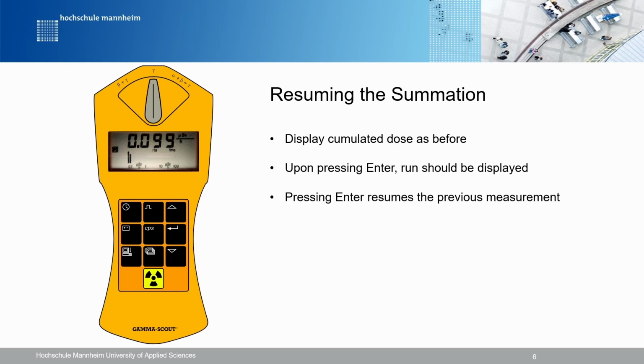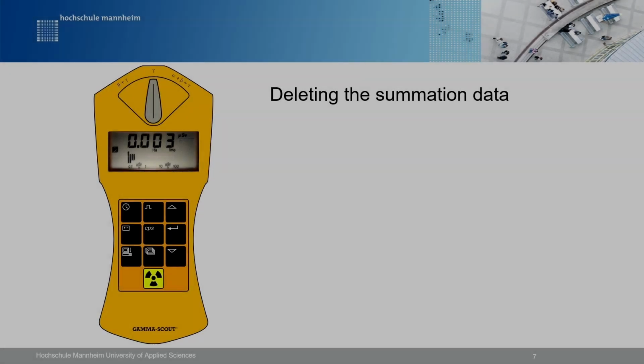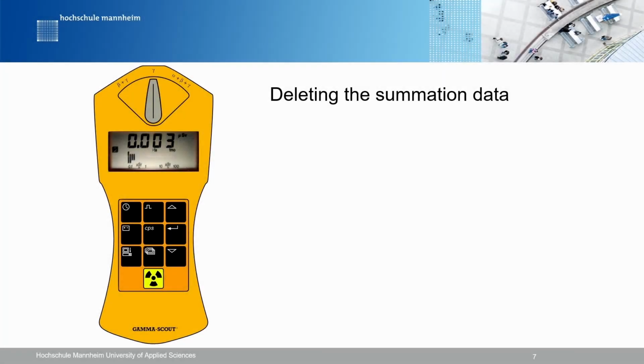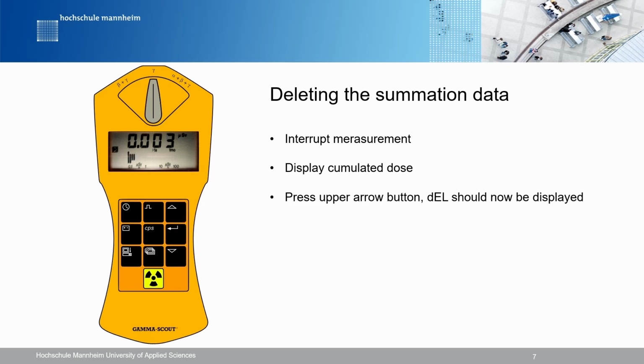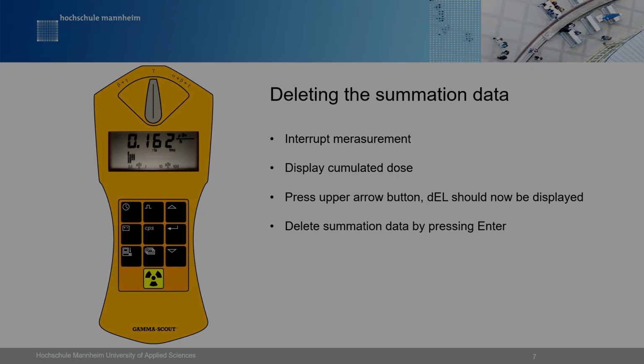The Gamma Scout has no option to turn it off. It remains operational for up to 10 years, allowing it to measure the cumulative dose continuously. To erase the recorded data, follow the earlier steps to interrupt the ongoing summation. Afterwards, use the Enter key to display the cumulative dose rate. Upon pressing the upper arrow key, the display will show Delete. Confirm by pressing Enter to delete all recorded data.